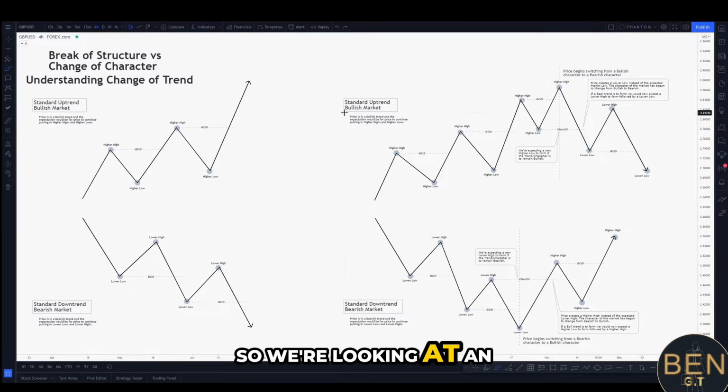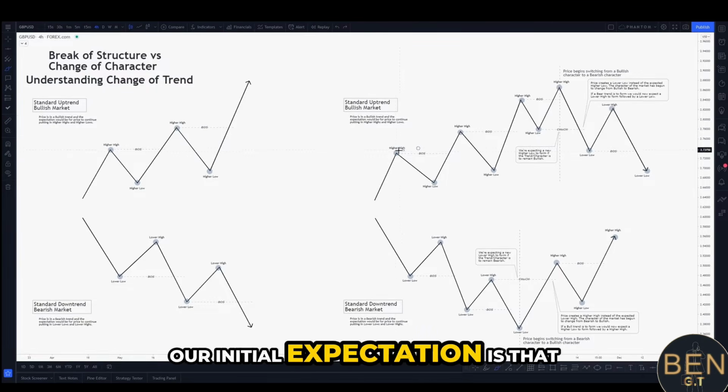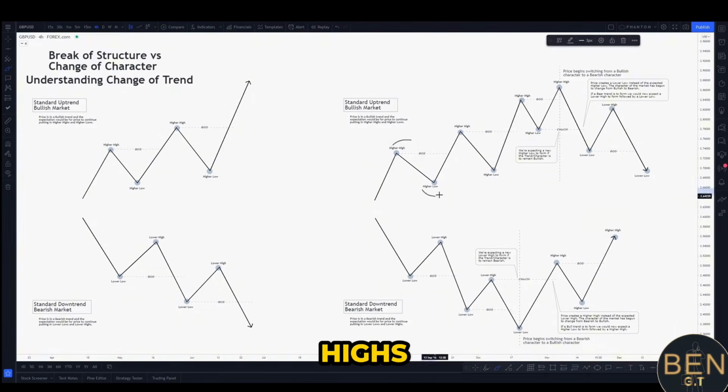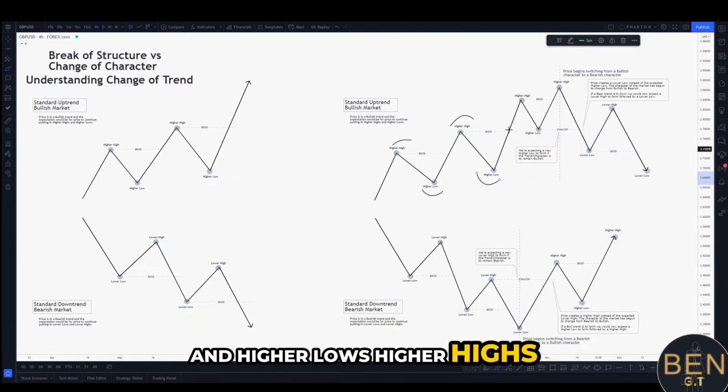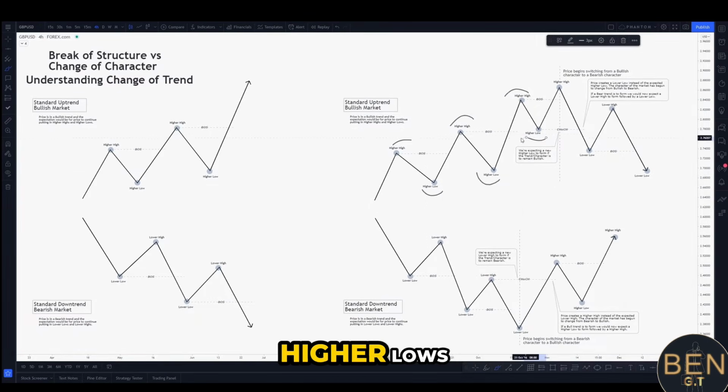So when we're looking at an example of a standard uptrend in a bullish market and how it relates to a change of character, our initial expectation is that price will be creating higher highs and higher lows, higher highs, higher lows, higher highs and higher lows. And as long as we're completing that process in succession, we are in an uptrend.